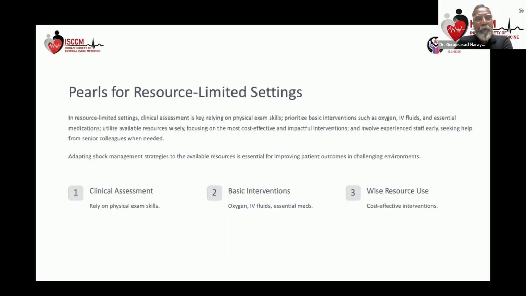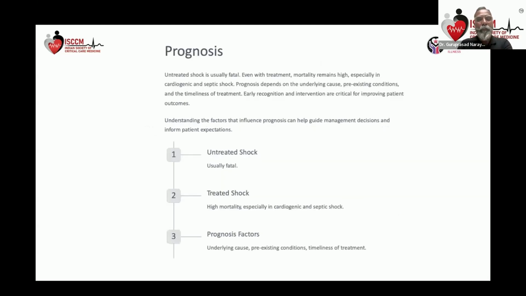So in a resource limited setting, clinical assessment is very, very important. You have to be very good in your clinical assessment. Basic interventions like oxygen, IV fluids, and essential medicines have to be ready, and cost-effective interventions have to be done. So prognosis again depends on the stage of the shock.